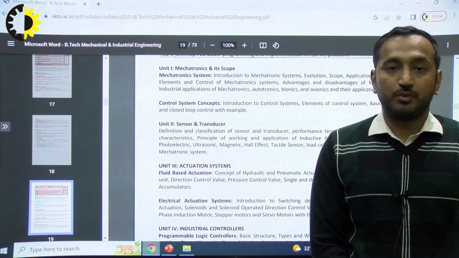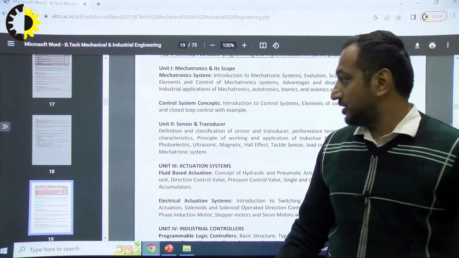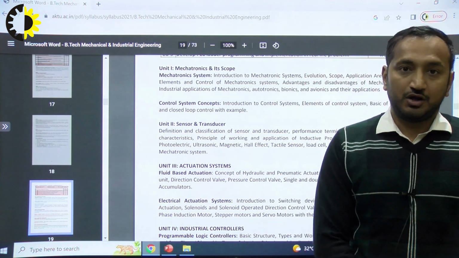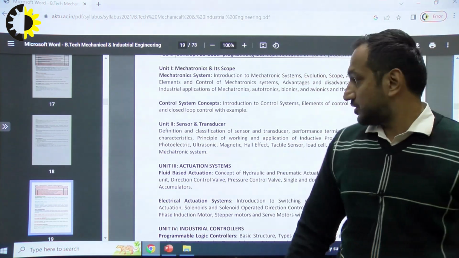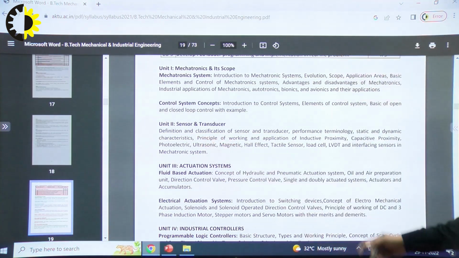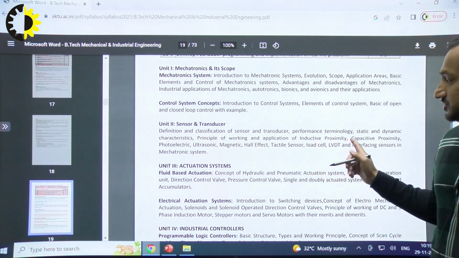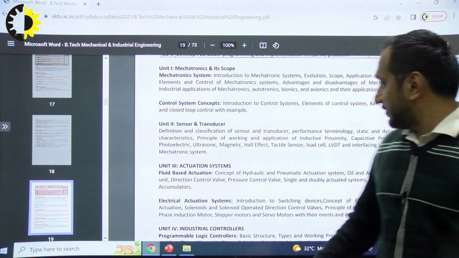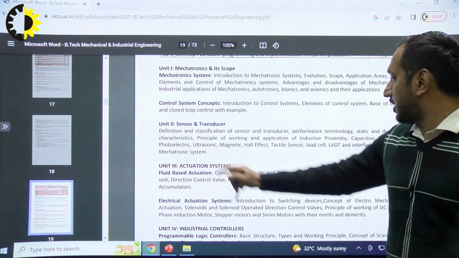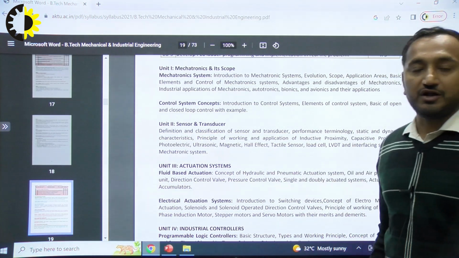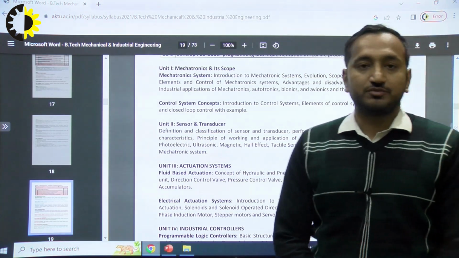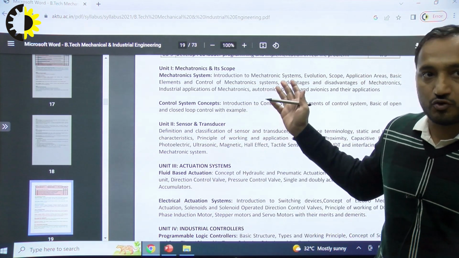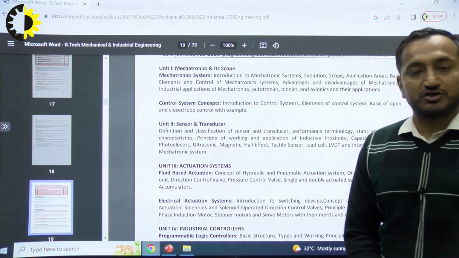So today we will be discussing the second unit, and in this second unit we will be discussing the definition of sensors and transducers, and the performance terminologies, and two types of displacement sensors, which are the ultrasonic sensor and the Hall effect sensor. This whole subject is divided into 5 units, and unit 1, as I have told earlier, deals with the introduction of mechatronics.